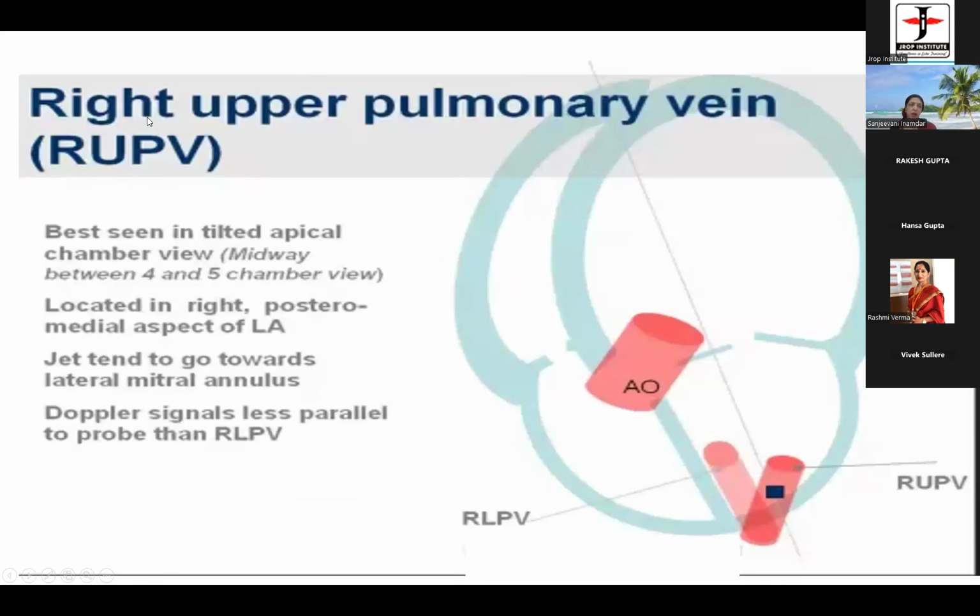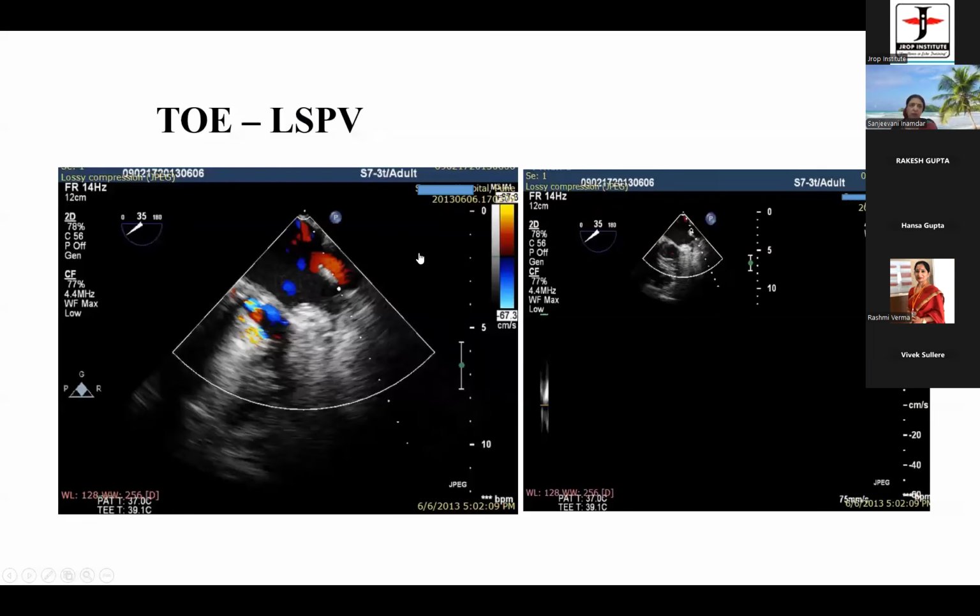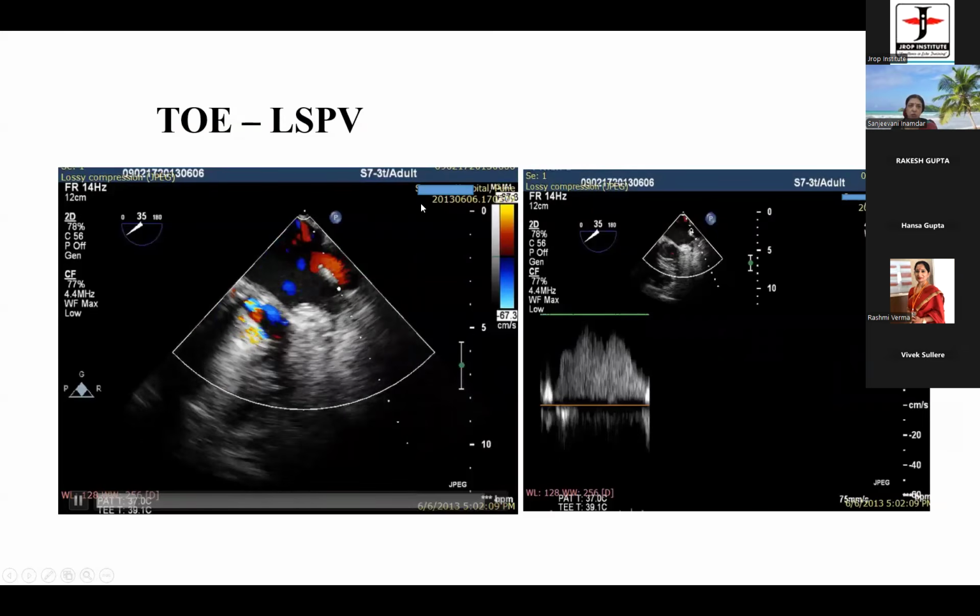And this is again how the right upper pulmonary vein is seen, where Doppler insonation is absolutely parallel, which is the prerequisite of Doppler interrogation. So this is usually done during transthoracic echocardiography, and this is transesophageal echocardiography.